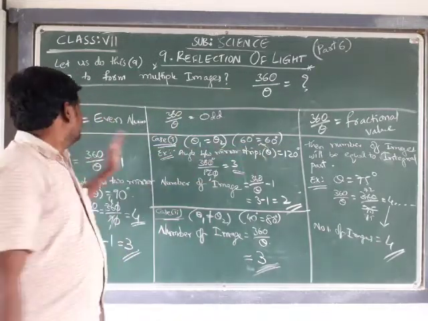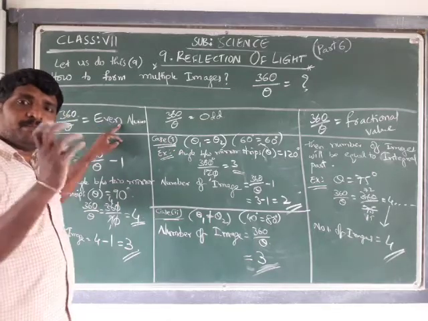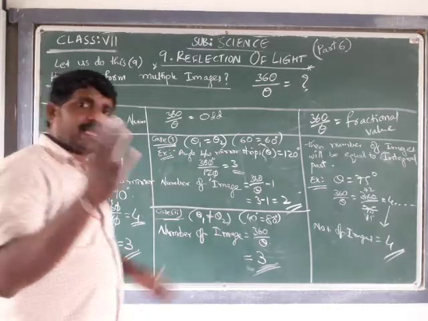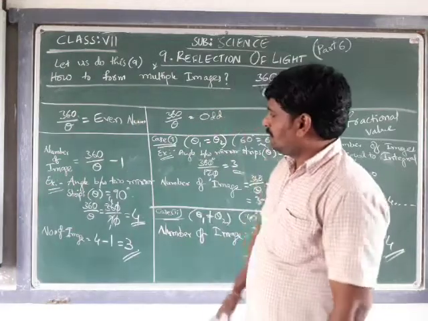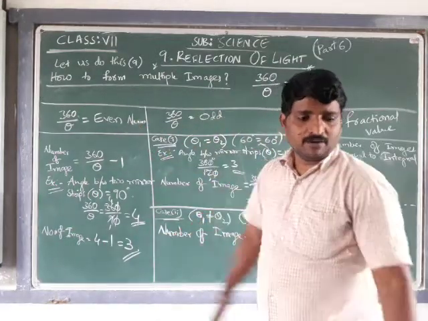Keeping that aside, you have to keep these two things in mind. If 360 by theta is an even number, where theta is the angle between the mirrors, then we are going to see how many images form.